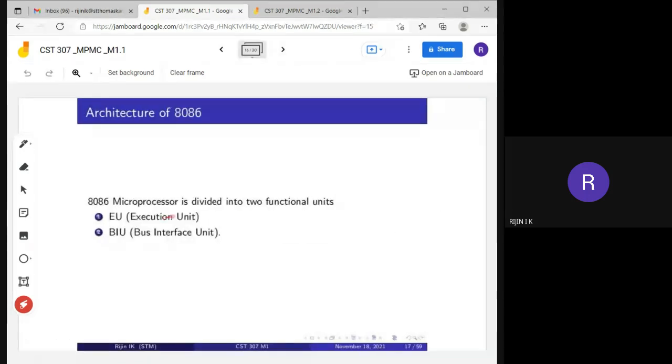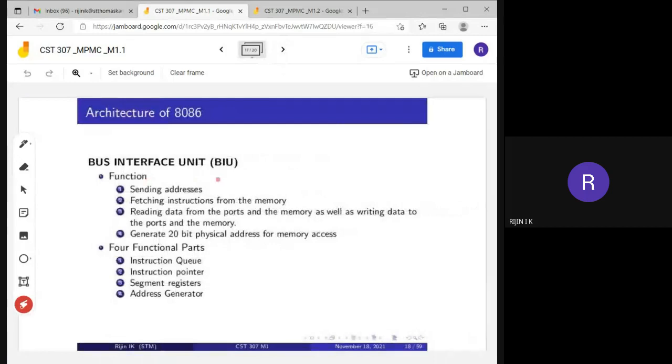That is the execution unit and the bus interface unit. These are the two functional parts. As we discussed, what is the duty of the bus interface unit? Sending addresses, fetching instructions from memory, reading data from the port and memory, as well as writing data to the port and memory. It also generates a 20-bit physical address for accessing memory. There are 4 functional parts: the instruction queue, instruction pointer, segment registers, and address register.